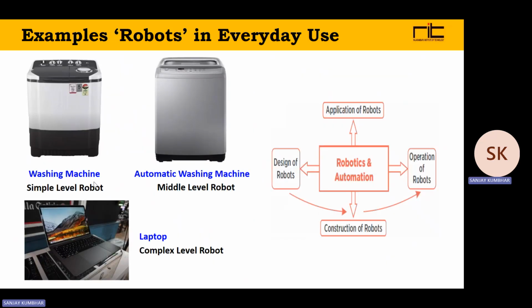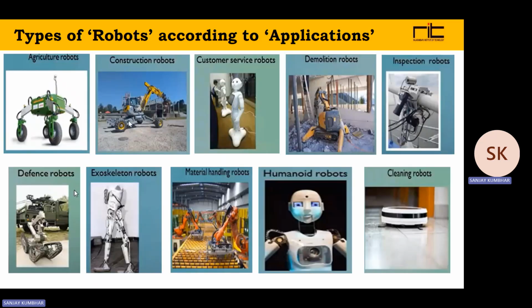So many different types of advantages are there. We use robots in our everyday life. In our home also we have robots. In the home we use the automated washing machine, and also the laptop. The washing machine is nothing but a simple level robot. Then the automatic washing machine is middle level, and the laptop is a complex level. So there is a wide range of applications of agricultural robots, construction robots, and customer service robots.